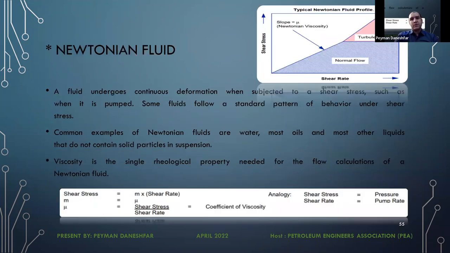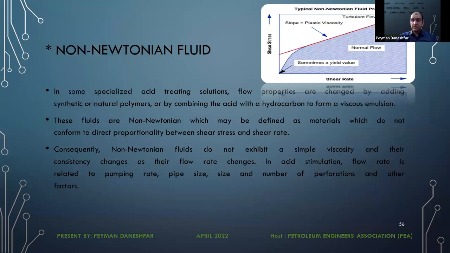You can see here that you can predict non-Newtonian behavior with these graphs of shear stress and shear rate. The Newtonian fluid is like water, oil, or a liquid that does not contain solid particles in suspension. Another one is the non-Newtonian fluid I talked about before: the acid mixed with gel or polymer becomes non-Newtonian, and you can understand it when you see real-time data in acidizing jobs and the difference in penetrating rate.